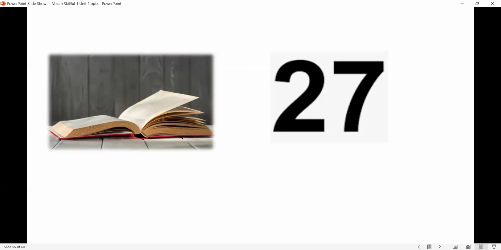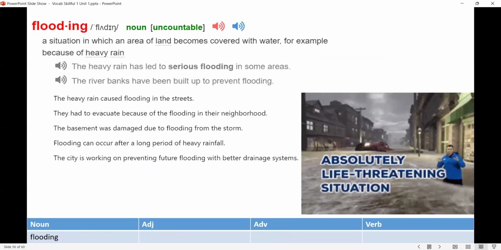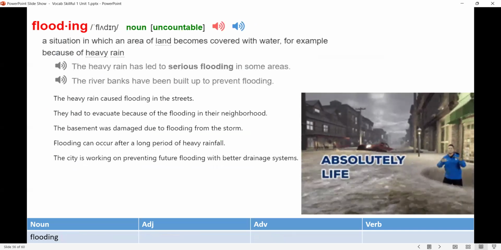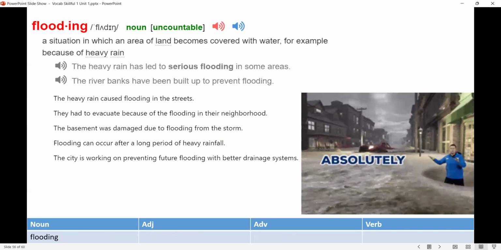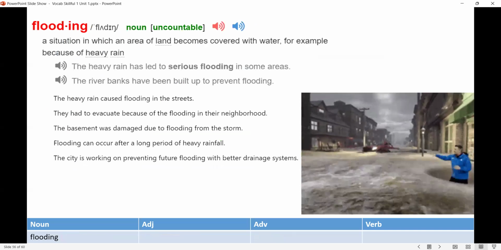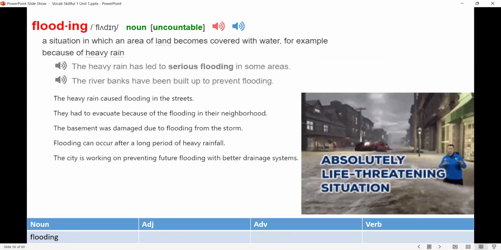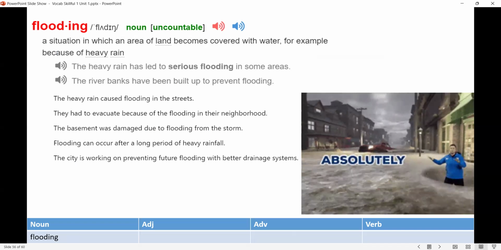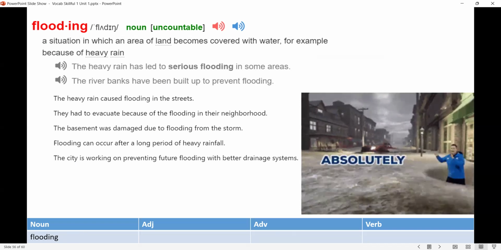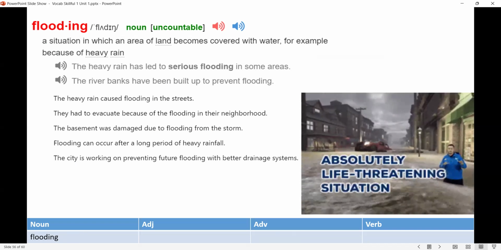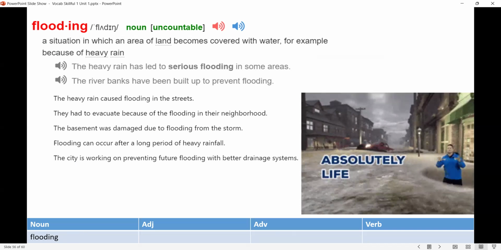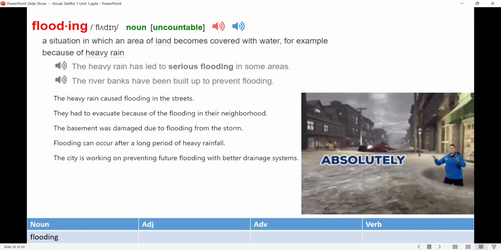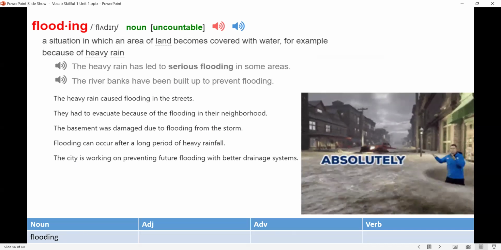Page 27. Flooding. Flooding is a situation in which an area of land becomes covered with water, for example, because of heavy rain. Example: The heavy rain caused flooding in the streets, as you see in this picture. They had to evacuate because of the flooding in their neighborhood.